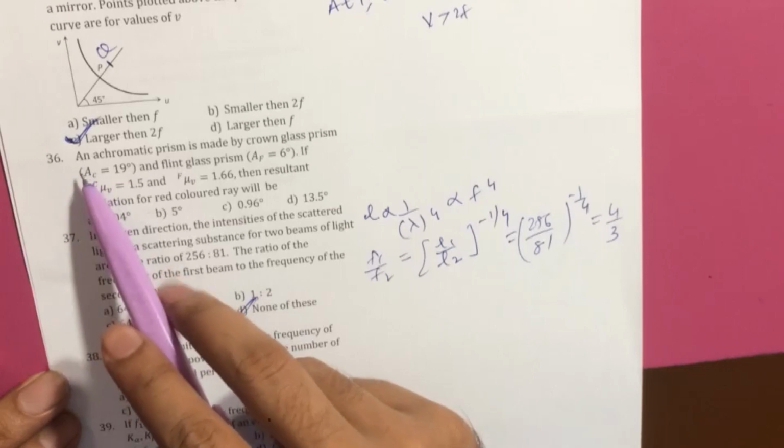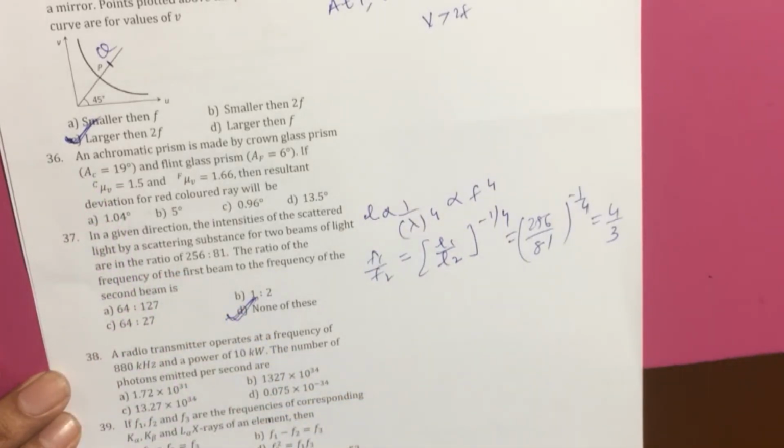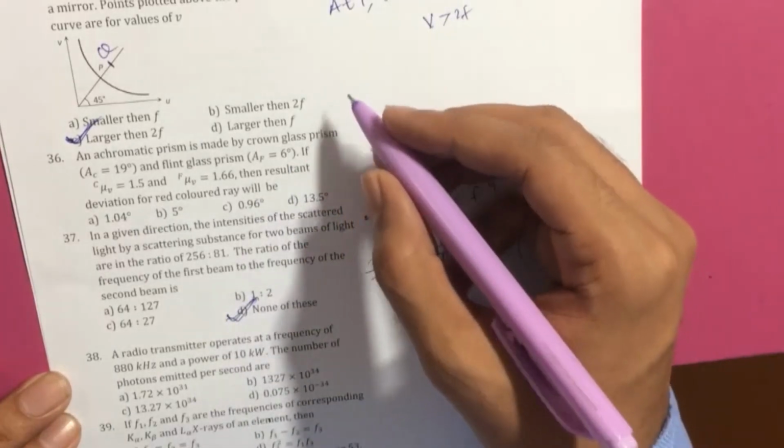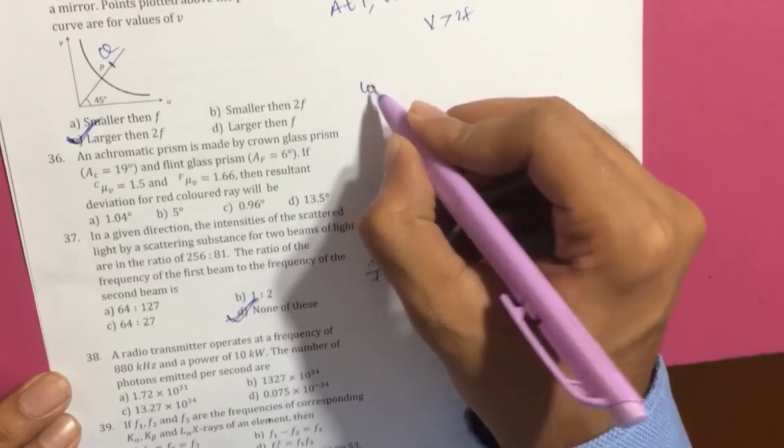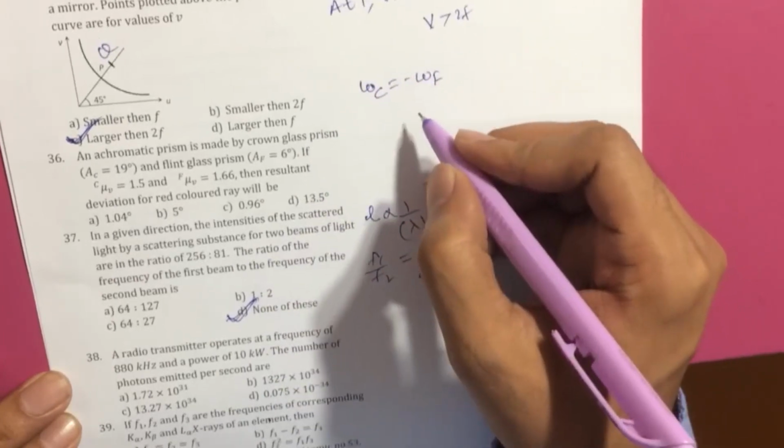Question 36. An achromatic prism is made by crown glass prism for which A_C equals 19 degree and flint glass prism A_F is equal to 6 degree. If mu V is equal to 1.5, and mu V with respect to F is equal to 1.66, then the resultant deviation for red colored ray will be equal to. Now for achromatic combination, omega C is equal to minus omega F.